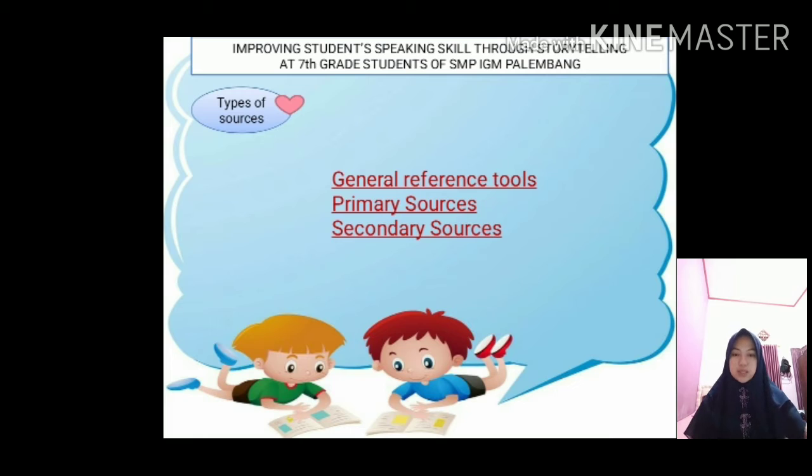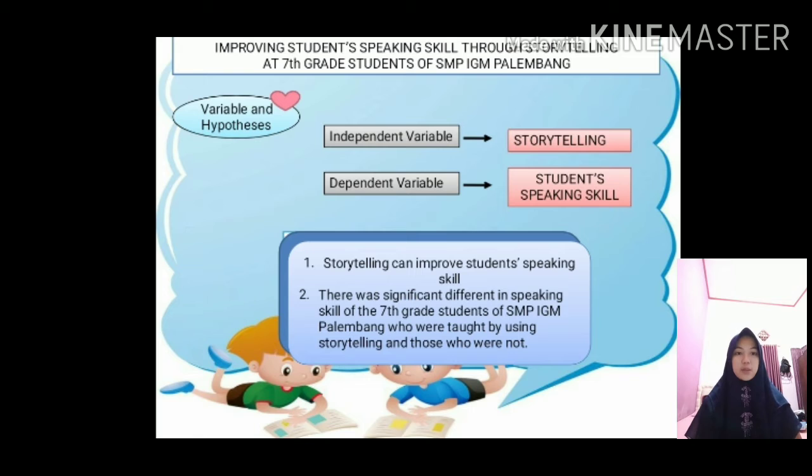And then primary sources. Primary sources are publications in which the researcher report the result of their research directly to the reader. For example, Journal of Educational Research or Journal of Research in Science Teaching. And then secondary sources. Secondary sources are publications in which the author describe the work of others. For example, textbook. And then we move to variable and hypothesis.